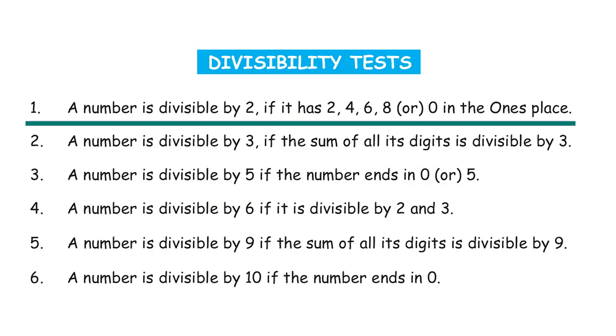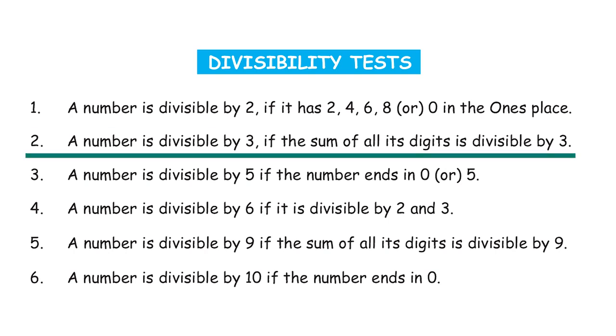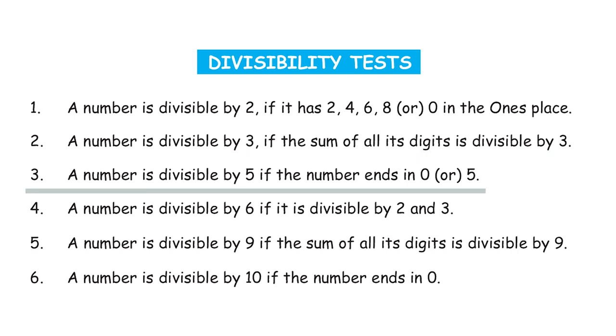The first one: a number is divisible by 2 if it has 2, 4, 6, 8 or 0 in the ones place. That's the test for 2. How about the test for 3? A number is divisible by 3 if the sum of all its digits is divisible by 3. For 5, you have to just look at the last digit. If the number ends in 0 or 5, the number is divisible by 5.